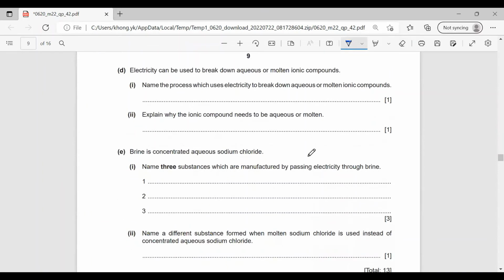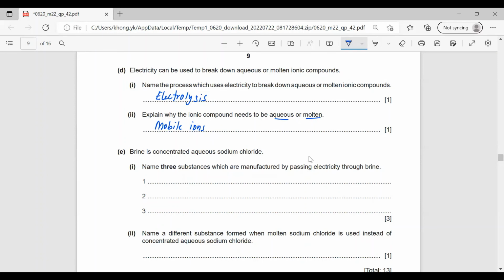Now, next question. Electricity can be used to break down aqueous or molten ionic compounds. Name the process that breaks down the aqueous or molten compound. The process is called electrolysis. Now, why does the ionic compound need to be aqueous or molten? Because when you have aqueous or molten, you have mobile ions, or free-moving ions.